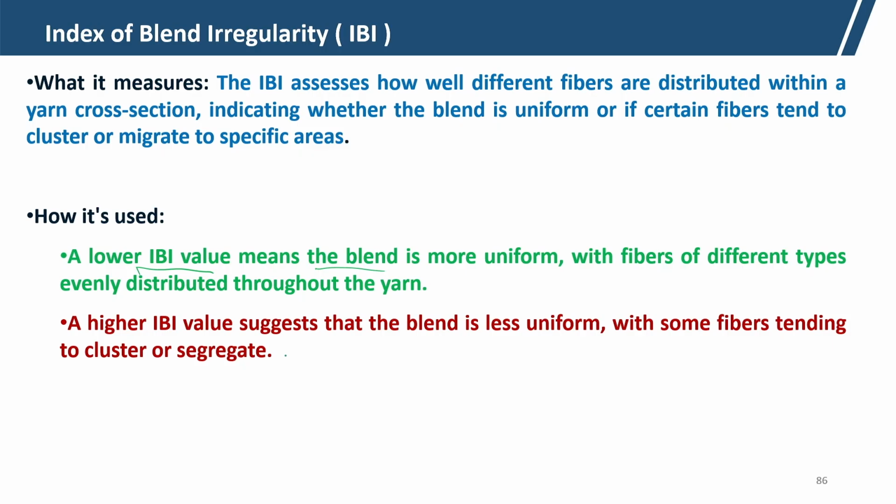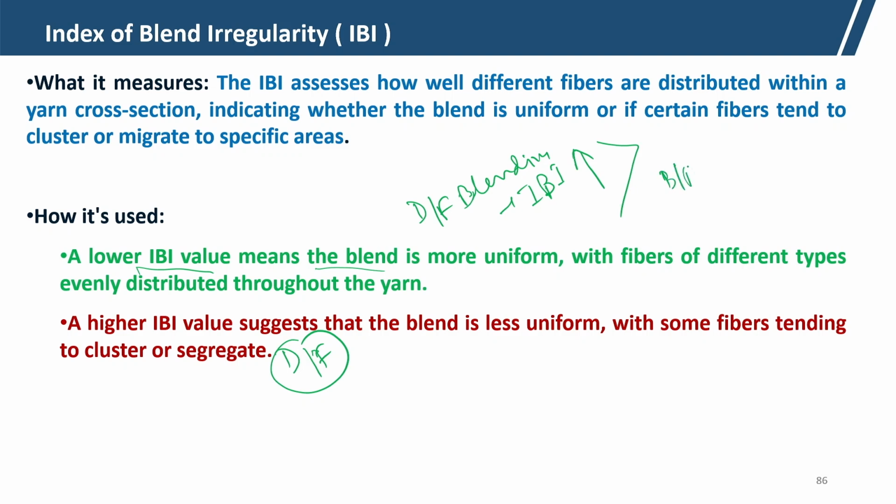So, for draw frame blending, the IBI will be higher than blow room blending. Okay. That is because the IBI value indicates that a lower IBI means more intimate blending.